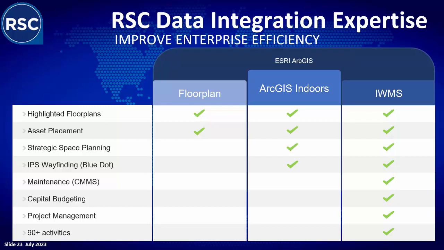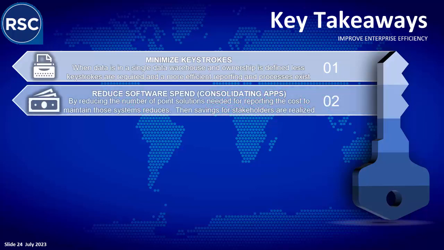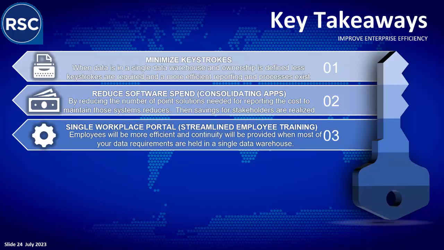PowerPoint slide. So one of the key things that happens when you bring these two applications together is that you minimize keystrokes. We define ownership, what's in IWMS, what's in GIS, what's in each one of these little activities within those two systems. And it's only typed in once, and you're just referencing the information that comes from either system. It also reduces software spend, as I talked about, as you're bringing in point solutions that are costing you 6 figures a year. If you break those down into 2, you've got a tremendous amount of savings. Third thing is that you've got a single workplace portal that actually streamlines your employees and your IT staff to be able to train on 1 or 2 applications, not 3 or 4 or 8.